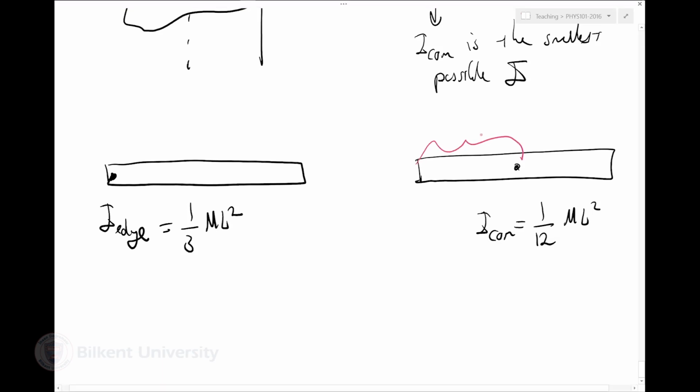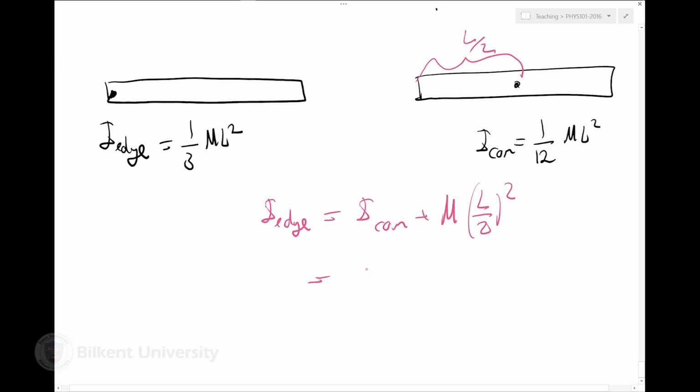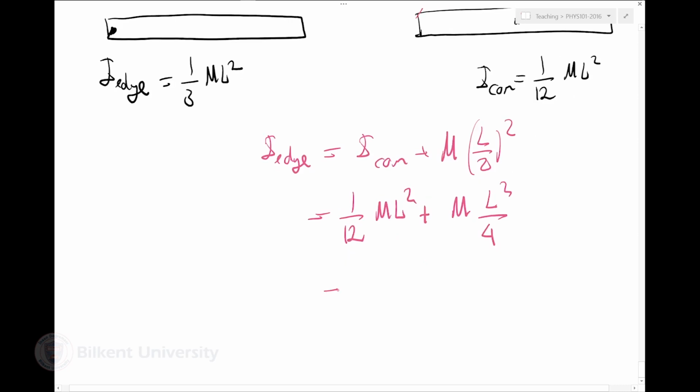L over 2. So is I edge equal to I center of mass plus m (L over 2) square? Let's check. This is going to be 1 over 12 ml square plus m L square over 4. 1 over 12 plus 3 over 12 times ml square. This is 1/3 ml square. So it checks. So we did our calculations correctly.